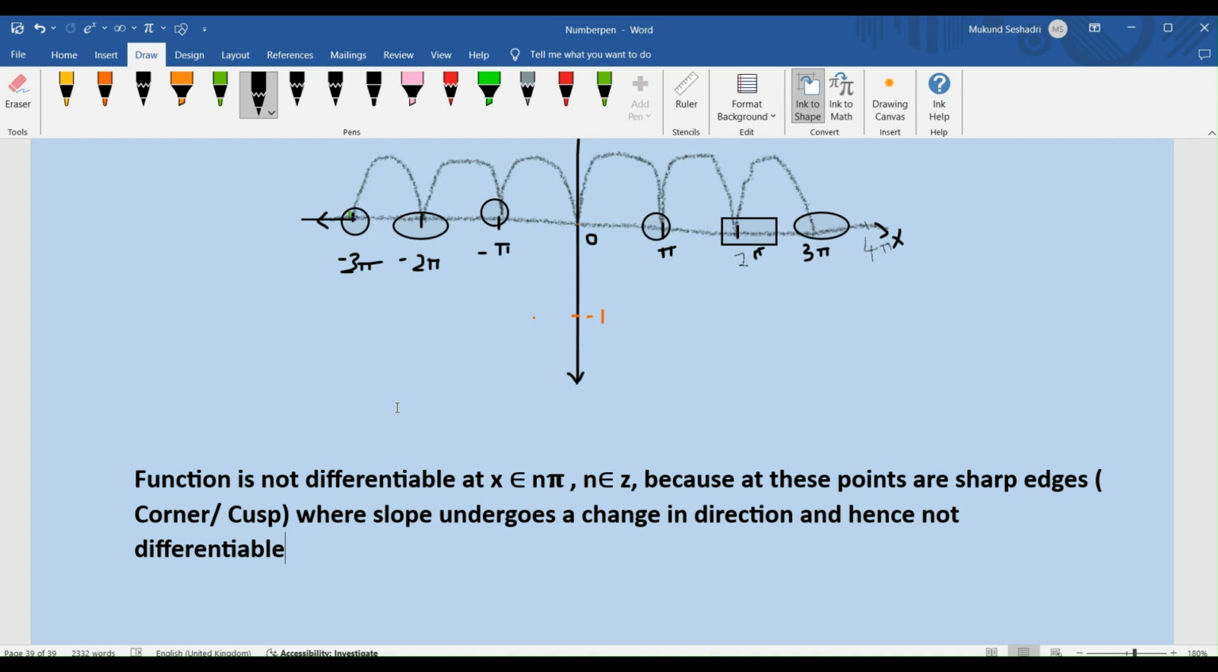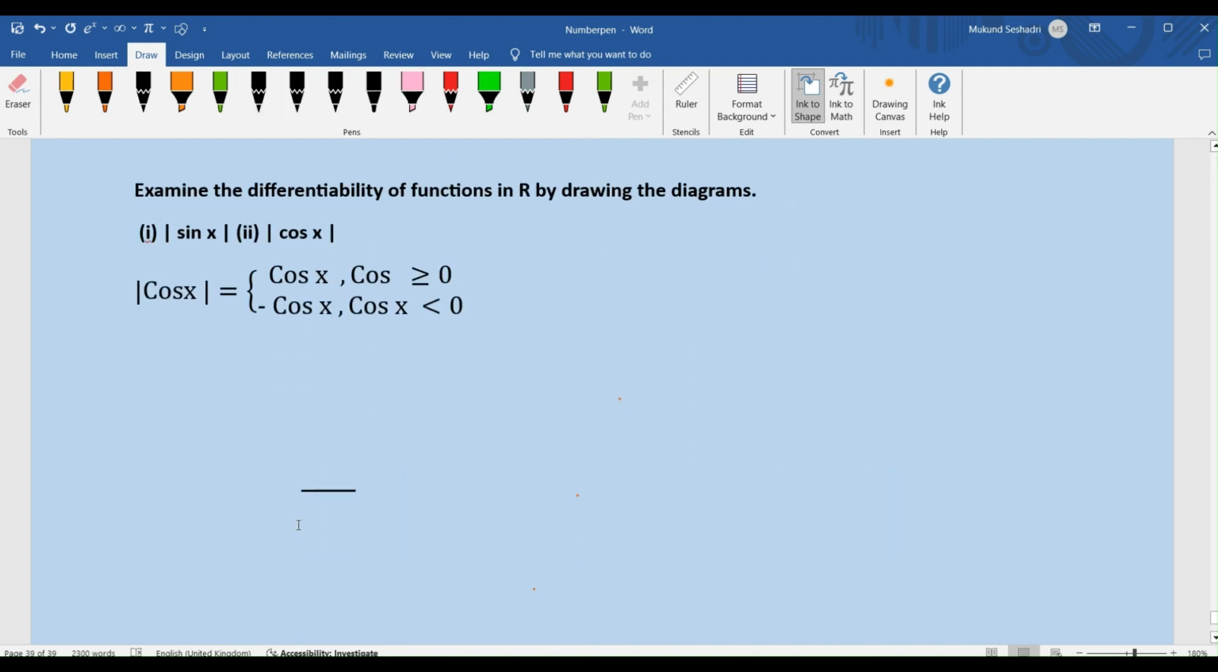And with this, we will move on to mod of cos x. So folks, there we have our mod of cos x written for us on our screen. So mod of cos x, the way we write this is very similar to how we write a mod function. That equals cos x for cos x greater than or equal to 0 and minus cos x for cos x lesser than 0, right?